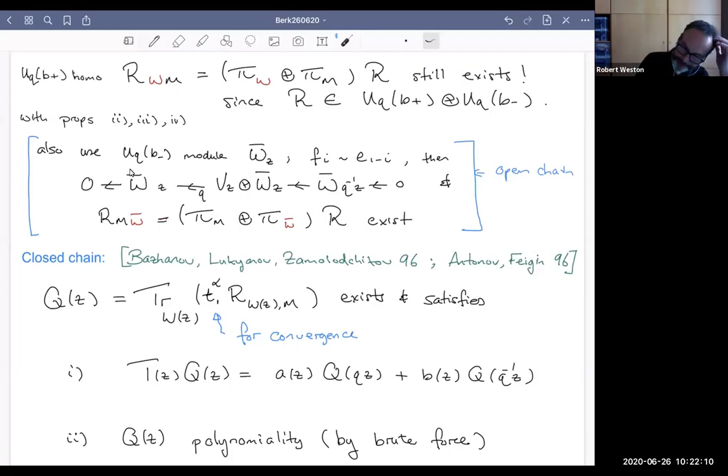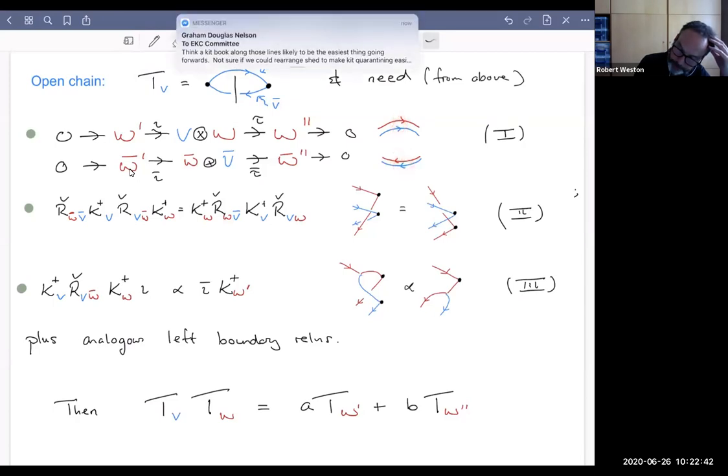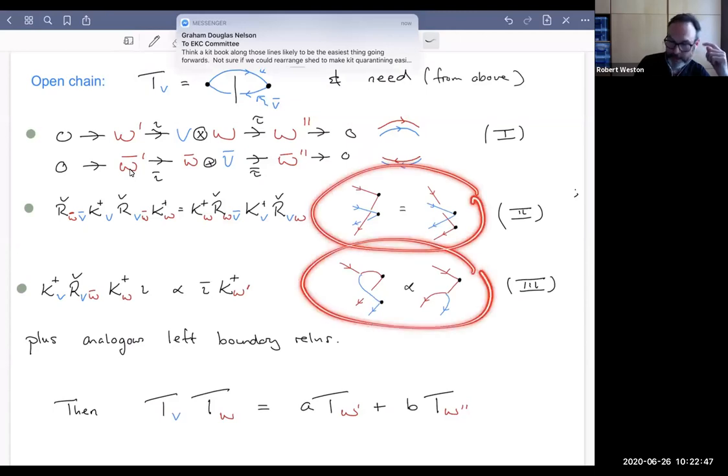So what about the open case? This is what we needed from linear algebra. I'm just going back and reproducing the slide I had earlier. So I wanted my transfer matrix to be a double row transfer matrix trace like this. Then I needed the existence of short exact sequences, one for fusing the top pairs of T and Q. So Q is going to be a trace over the red space. I need to be able to fuse on the top, I need to be able to fuse on the bottom, two short exact sequences, and then I need this reflection equation, and I need this boundary fusion.